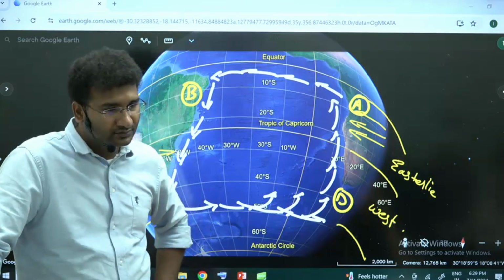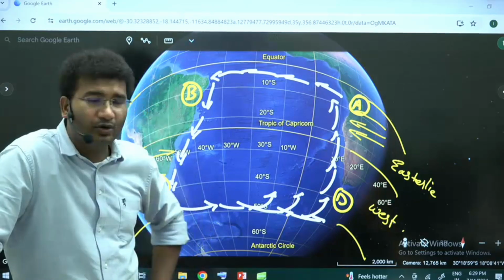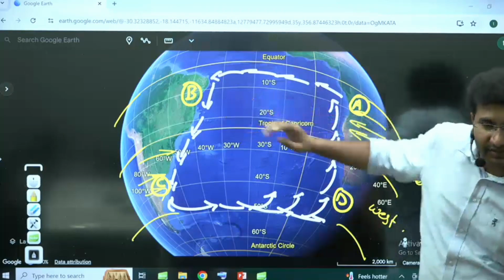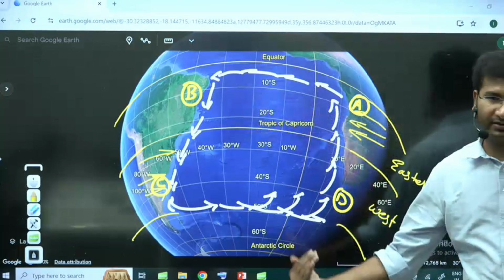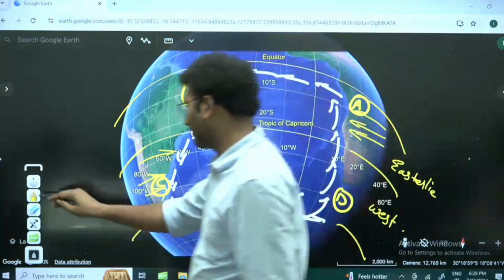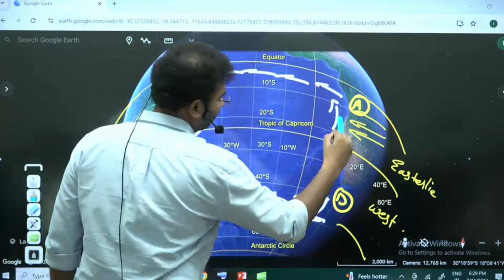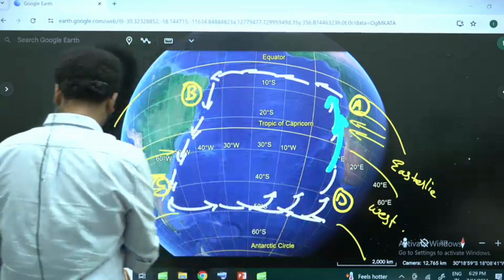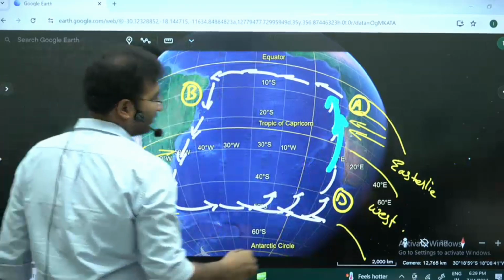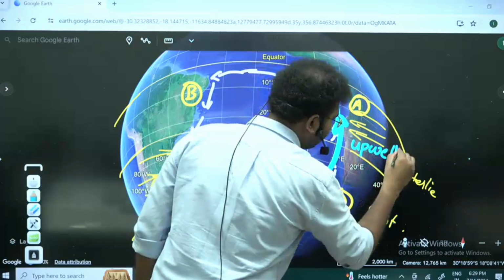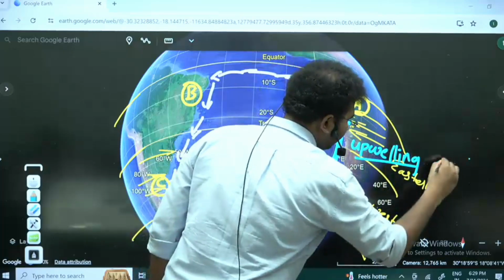Cold. It is cold. Why is it cold? Because easterlies are moving, and from the bottom profile, what is happening? Upwelling is happening. So can I call this water, here you will have cold water currents, and then here you will have upwelling in the bottom profile.